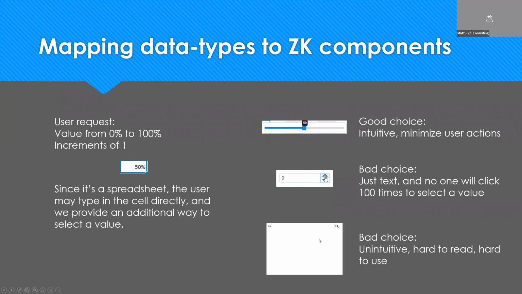And lastly, that list of 100 potential numbers, it's a bad choice as well because it's not intuitive. It's hard to read. It's hard to use. There might be use cases where we would want a drop down like this that gives a choice through a list of options. We're going to see one of those later, but this one is not one of them. Okay.